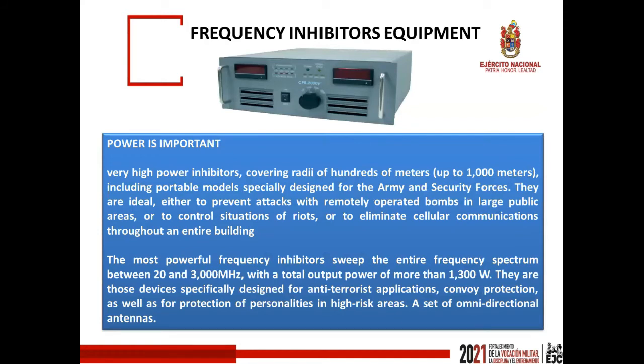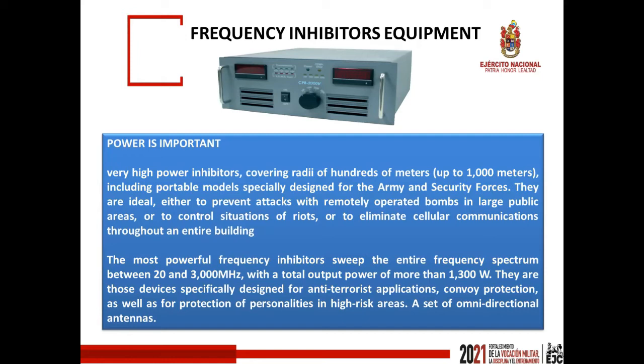Another class of inhibitors is very high power, covering a radius of hundreds of meters, maybe 1 kilometer, half a kilometer, including portable models, especially designed for the army and security forces. They are ideal either to prevent attacks with remotely operated bombs in large public areas, or to control situations of riots, or to eliminate cellular communications throughout an entire building.